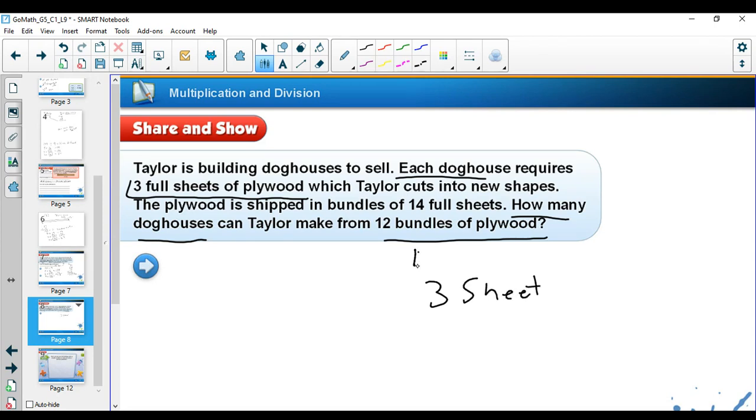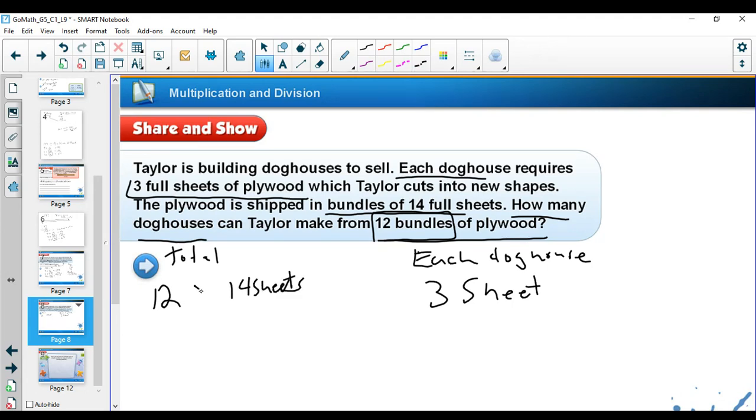It says right here, each doghouse requires 3 full sheets. So I know that I need 3 sheets per doghouse. So each doghouse needs 3 sheets. I also need to know how much wood does Taylor have to work with? Well, a bundle gives me 14 sheets, and he is going to get 12 bundles, right? So total wood is going to be 12 bundles, and then each bundle has 14 sheets. So it seems like we need to multiply 12 times 14. And then after we find the answer to that, we're going to just divide it by 3.